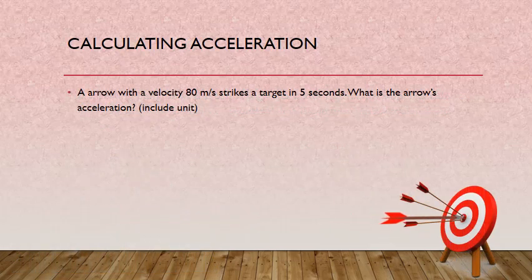Another example, another sum. If an arrow moving with a velocity of 80 meter per second hits the target in 5 seconds, initially it is moving with a greater speed and comes to rest. That means initial velocity is 80, final velocity is 0, in 5 seconds. So do this sum in the worksheets.